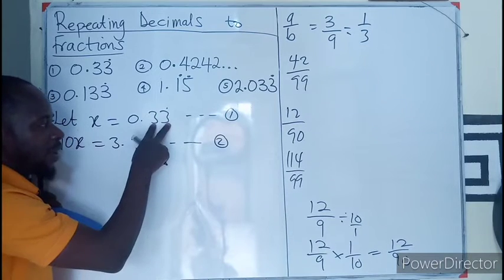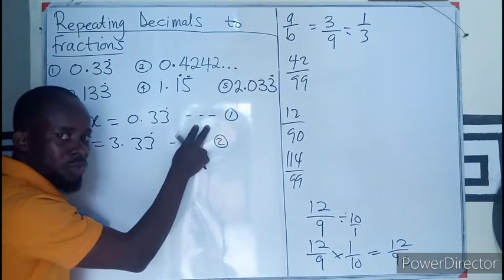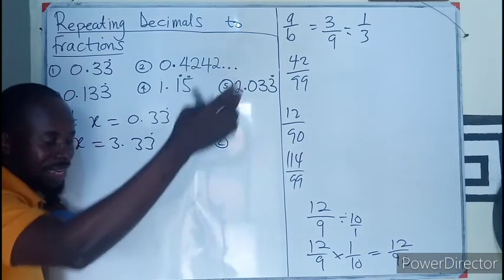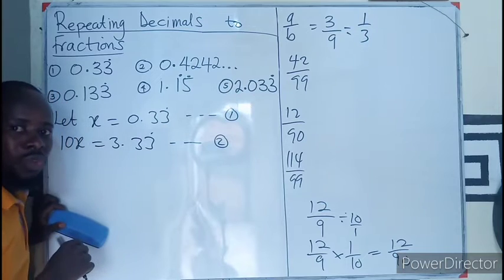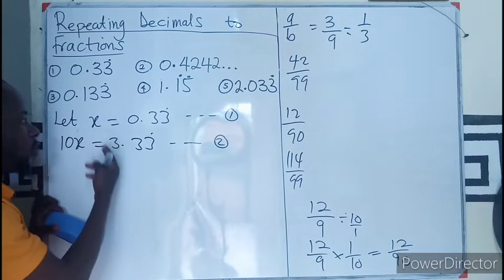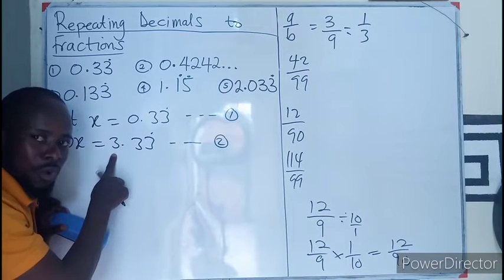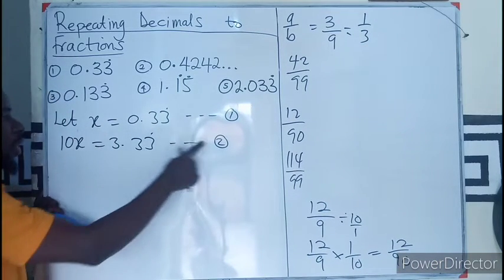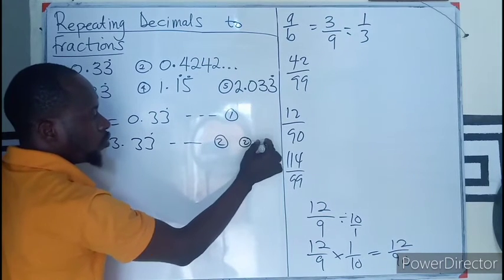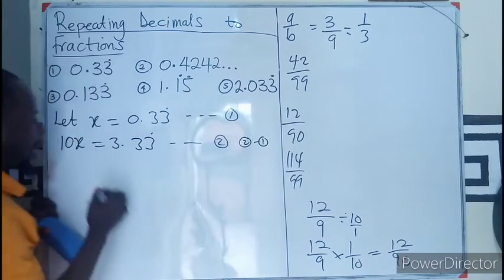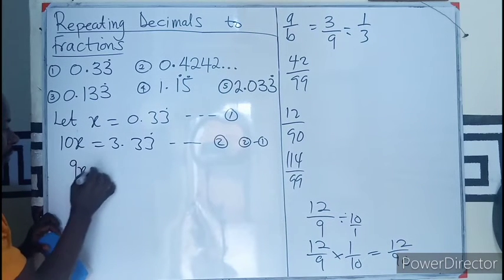Somebody will say, why am I still having 2 decimal places as I have here? Don't forget there are more 3s here: 3.333. I decided to use only 2 decimal places, so I want to have the same 2 decimal places. So now I have 2 equations. The recurring number is now part of my whole number. So I'm going to subtract equation 1 from equation 2. So we have equation 2 minus equation 1. 10x minus x gives you 9x.